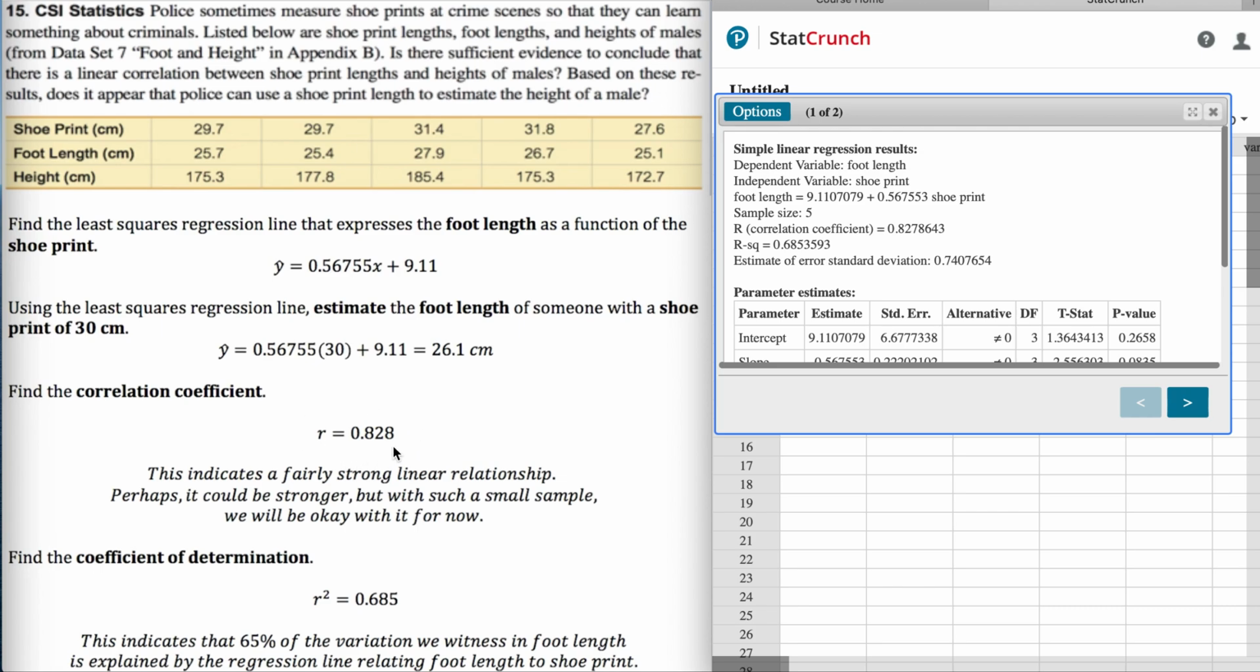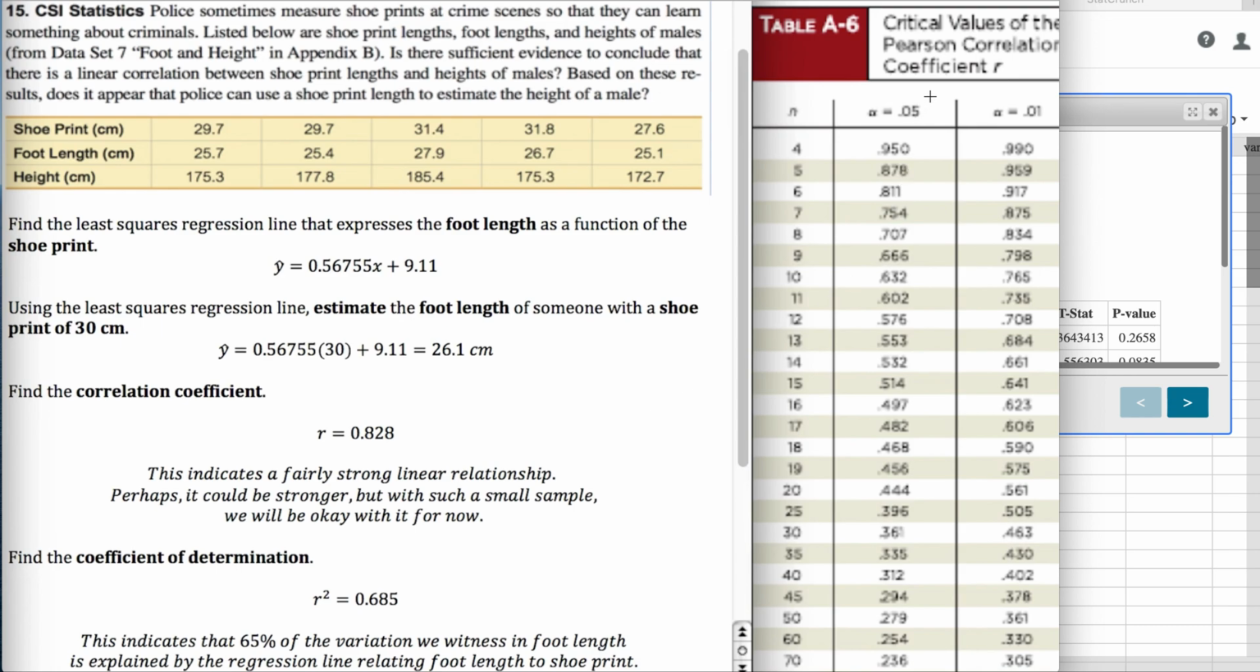Typically this is a strong R value, but if we look at something here, I've got the Pearson correlation coefficient table. And so for a sample size of 5, I really want an R value that is 0.878 or larger. And so in this case, it's not quite as large as I would like it. So in some books, they would actually say that this is not a very strong linear relationship. And so instead of using the equation to estimate what the foot length is, you might be better off just using the average foot length from the measurements that you were given.